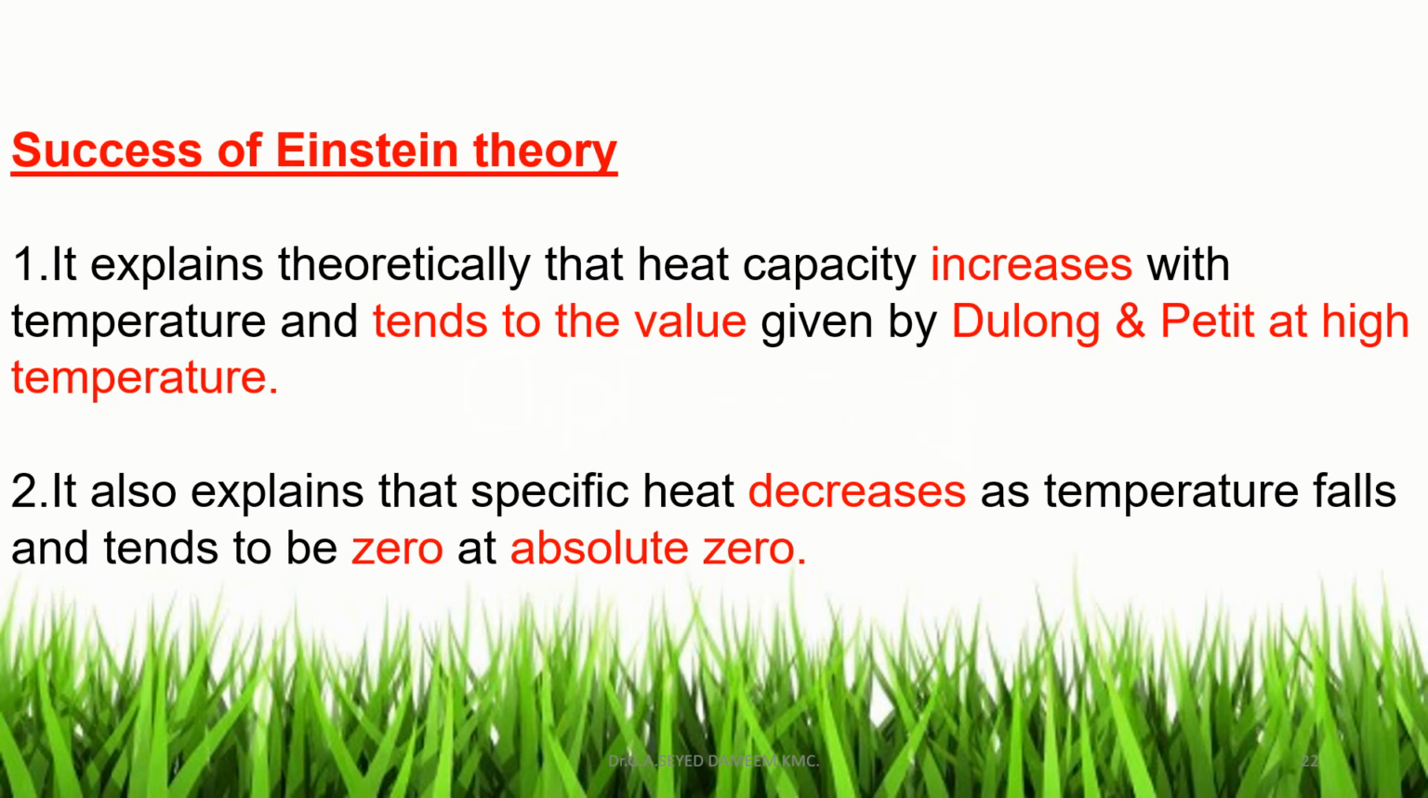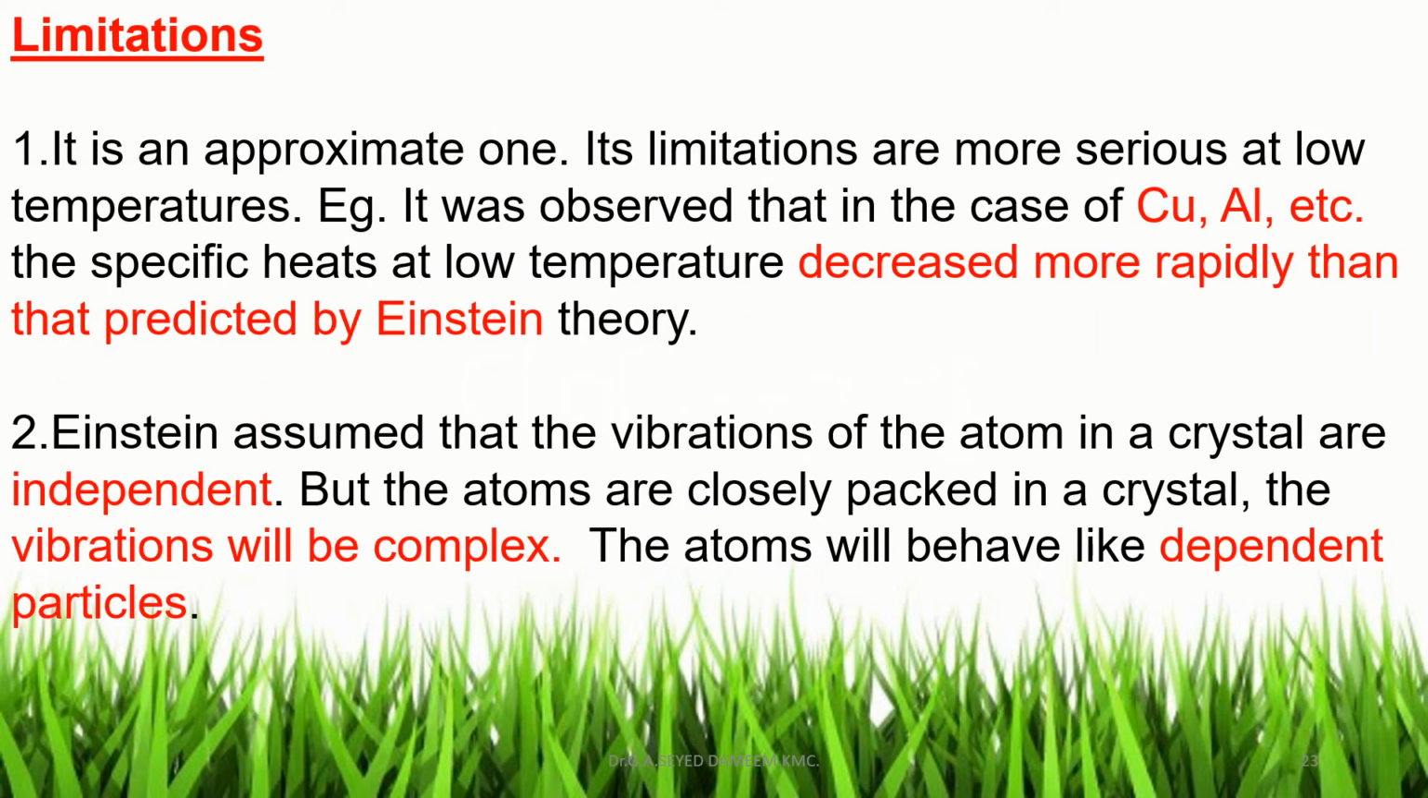Next, the limitations of this theory. First one, it is an approximate one. Its limitations are more serious at low temperatures. For example, it was observed that in the case of copper, aluminum, etc., the specific heats at low temperature decreased more rapidly than that predicted by Einstein theory. That is one limitation. Another one: Einstein assumed that the vibrations of the atoms in a crystal are independent, but the atoms are closely packed in a crystal. The vibrations will be complex. The atoms will behave like dependent particles. These are the two limitations of Einstein theory.